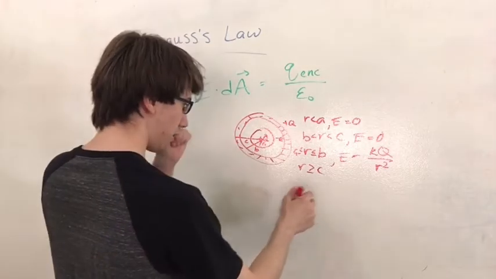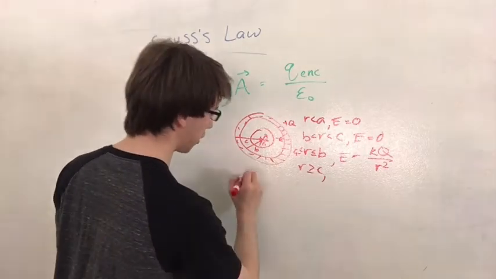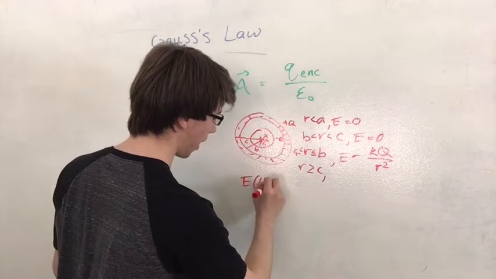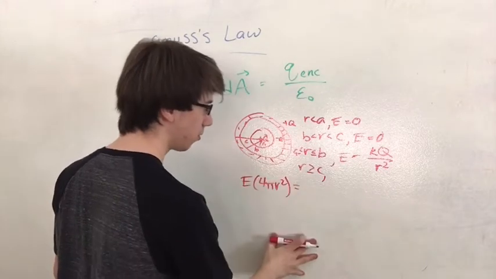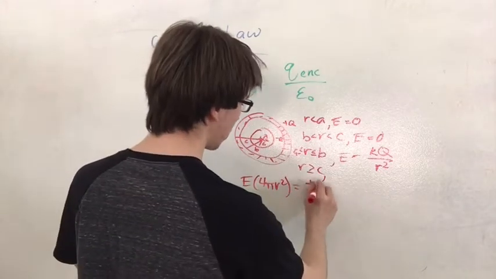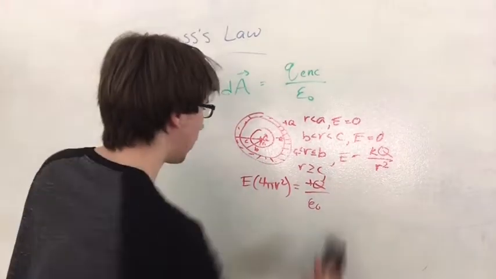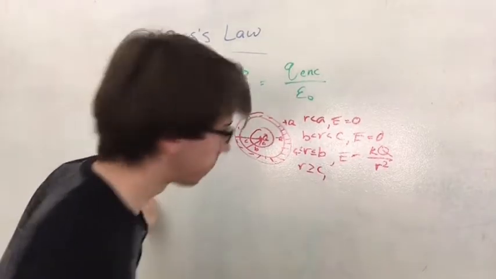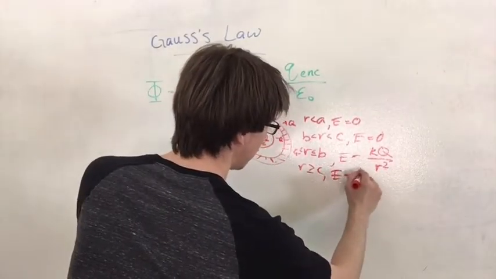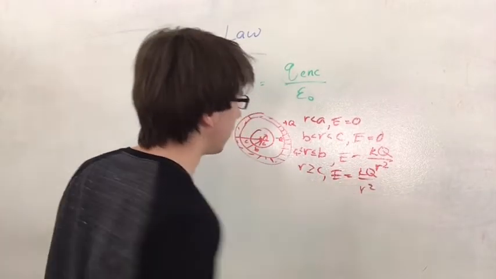So r is greater than C. When we do that, it's just E times 4 pi r squared is equal to the enclosed charge plus Q divided by epsilon naught, which again evaluates to E is equal to KQ over r squared.